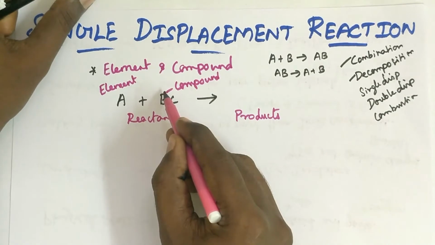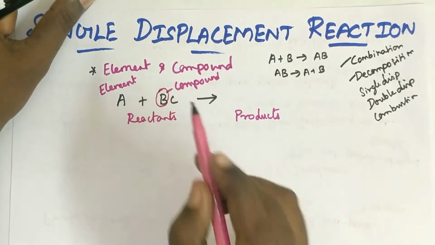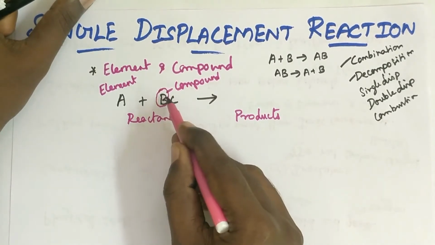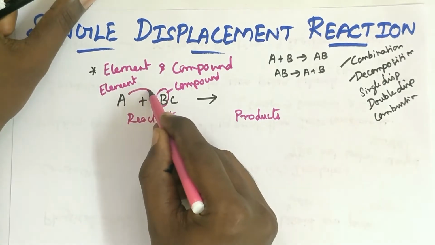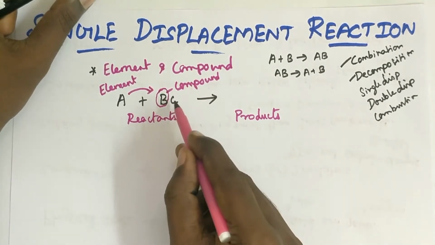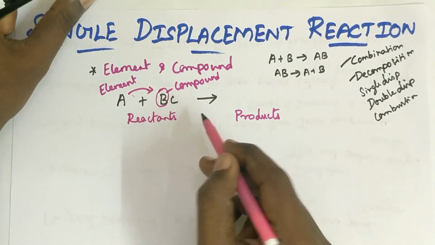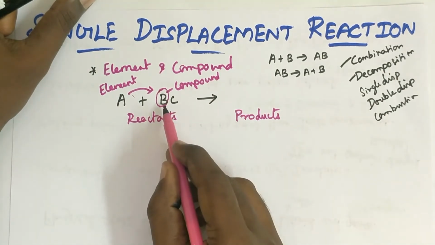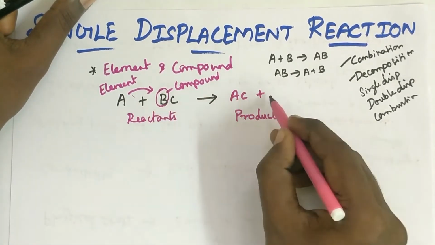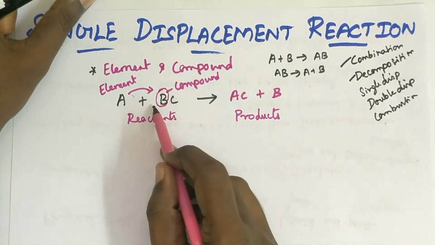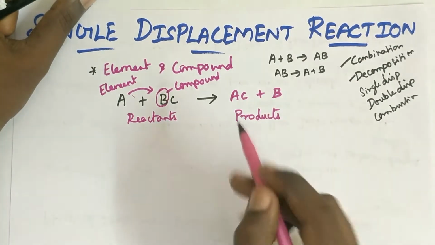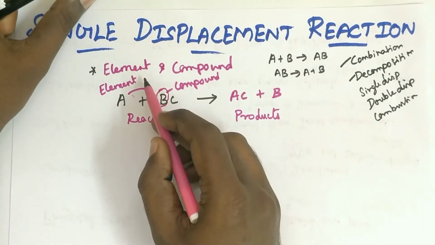In this case, one of the elements of the compound reactant, remember, because the left hand side is reactant, is replaced by the element reactant. This one is a compound, and in this compound there is element B. The element of the compound reactant is replaced by the element reactant to form a new compound. In this case B is replaced by A. In place of B, A comes. So AC plus B. That's why the element of the compound reactant is replaced by the element reactant to form a new compound plus element. These are about single displacement, possible only between an element and a compound.